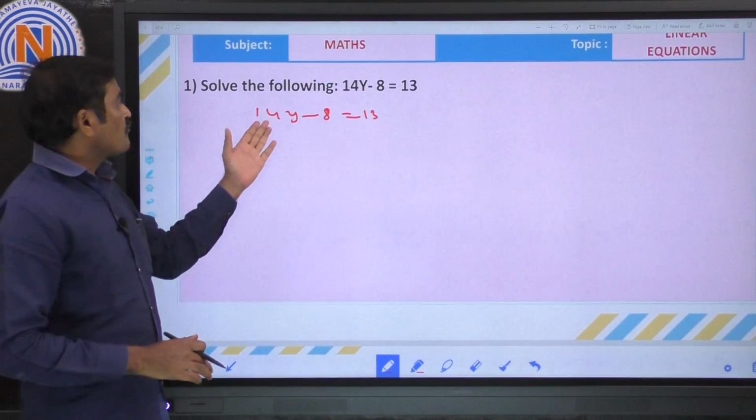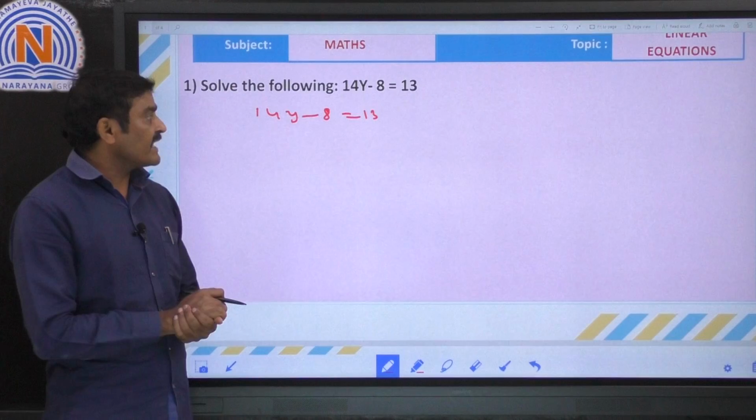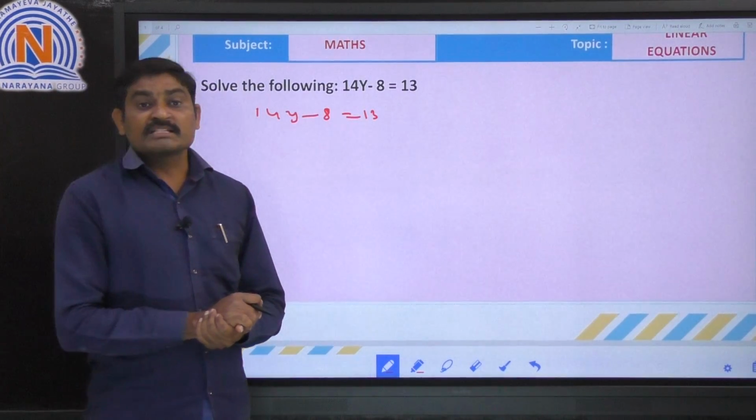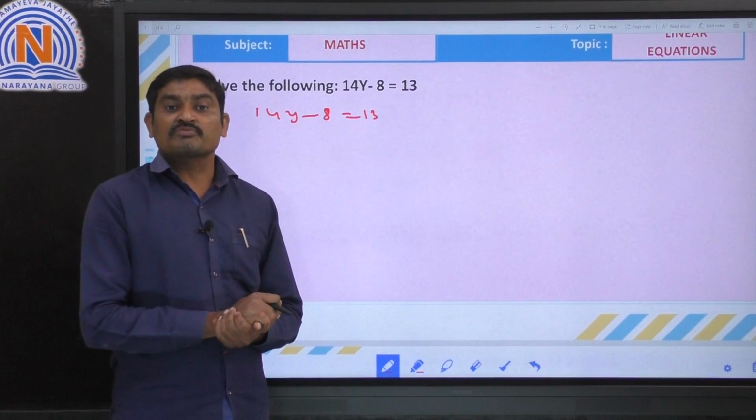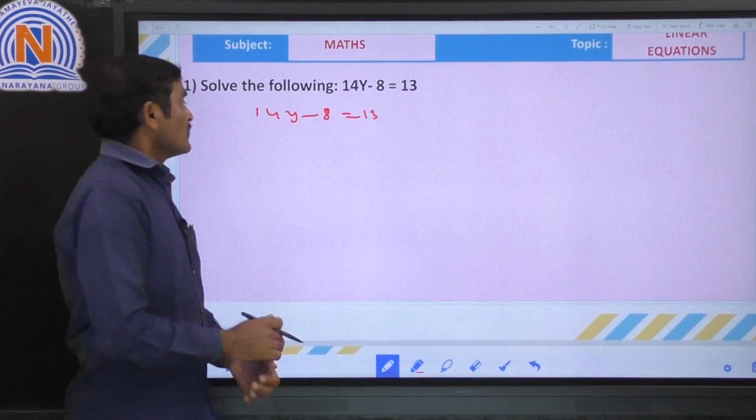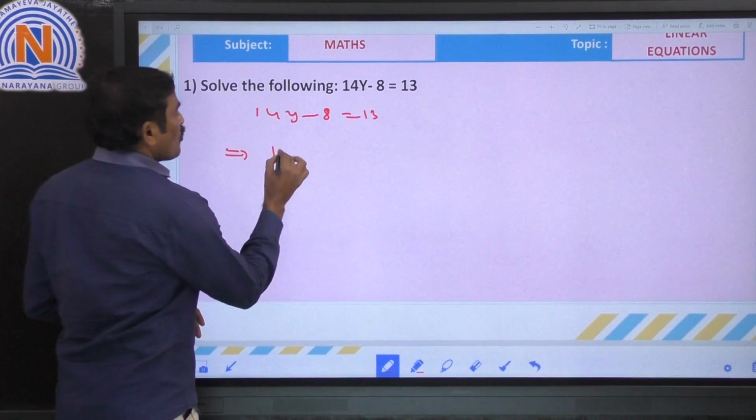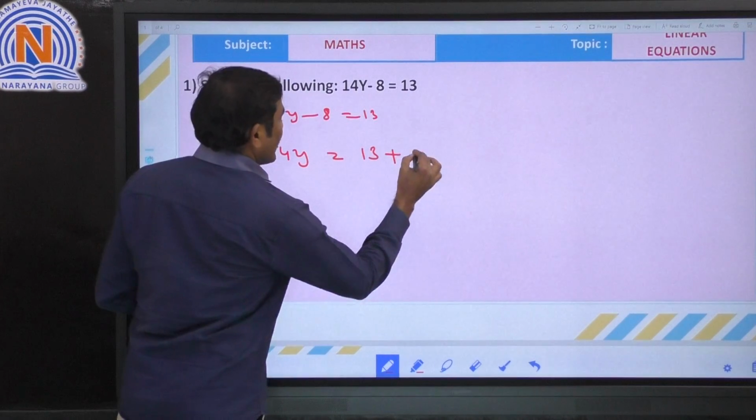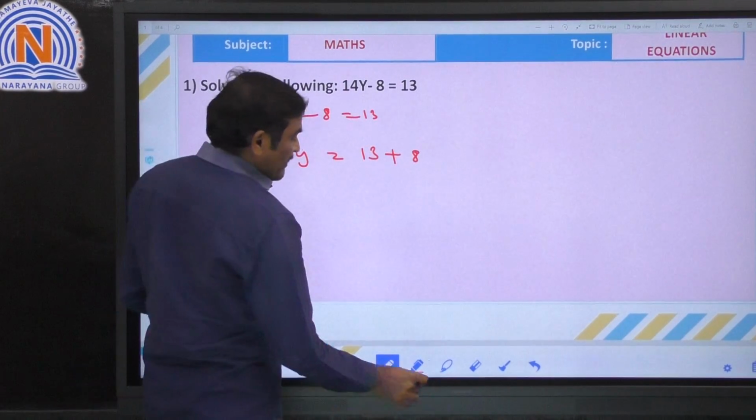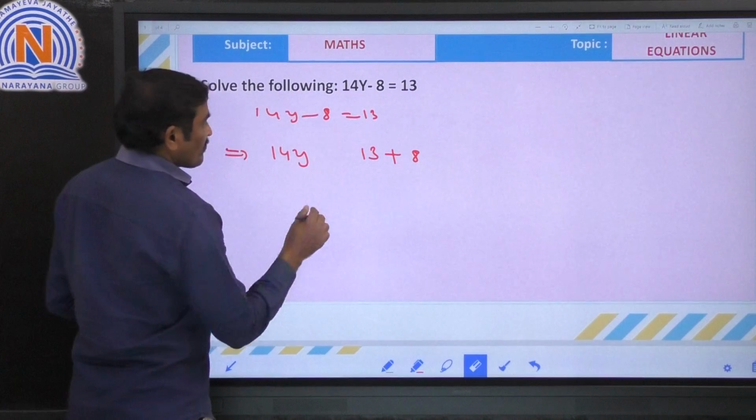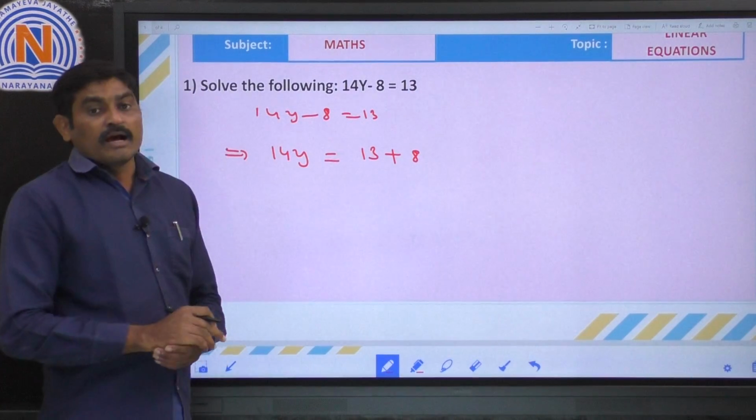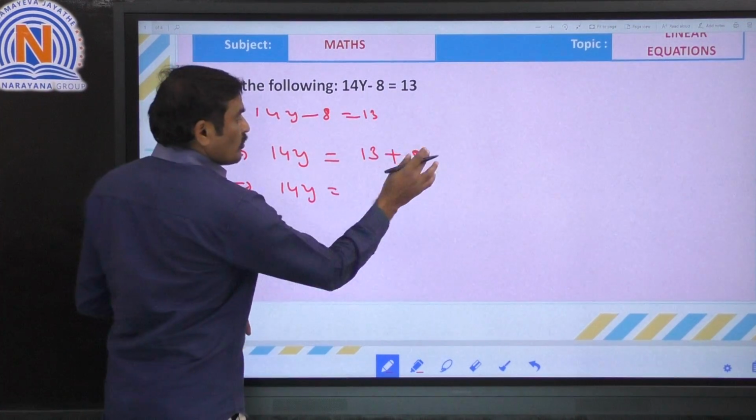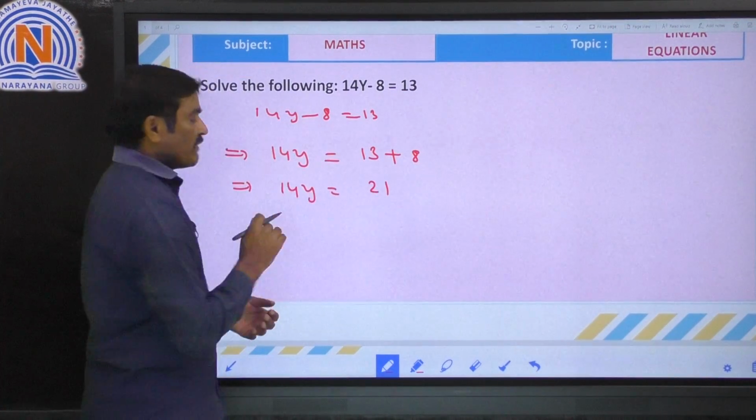Now in this equation, 14y minus 8 is equal to 13. First we will transform minus 8 to the other side. After transforming this minus 8 to the other side, we will get plus 8. So this equation will become 14y is equal to 13 plus 8. Now 14y is equal to, we know 13 plus 8 is equal to 21.